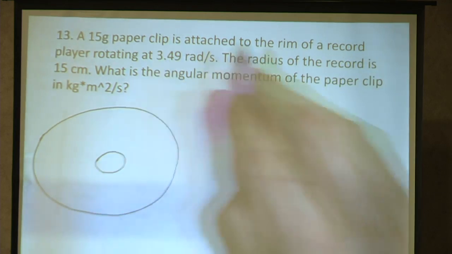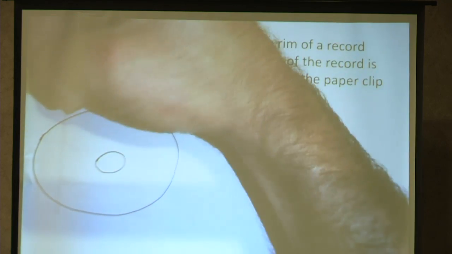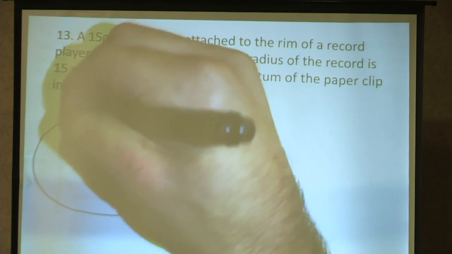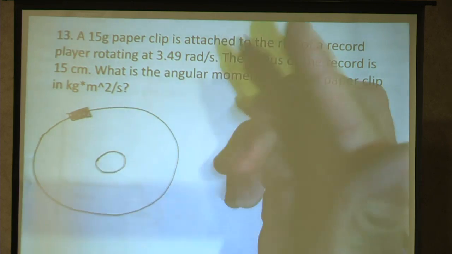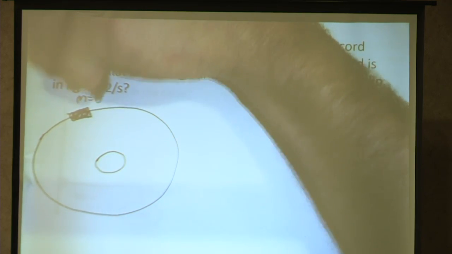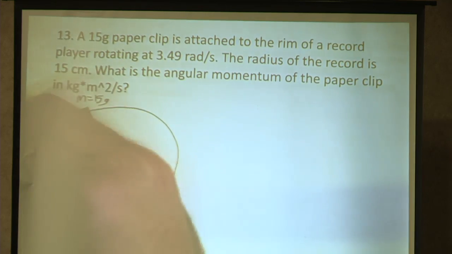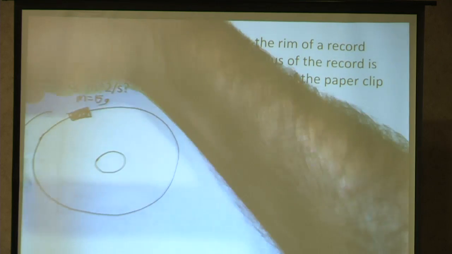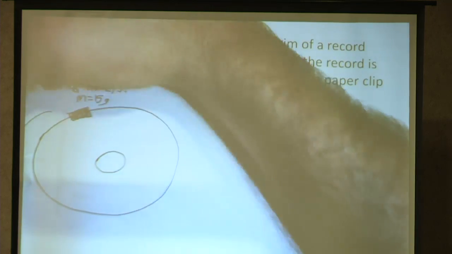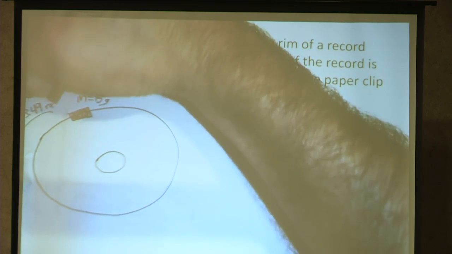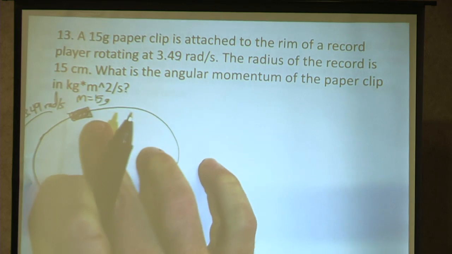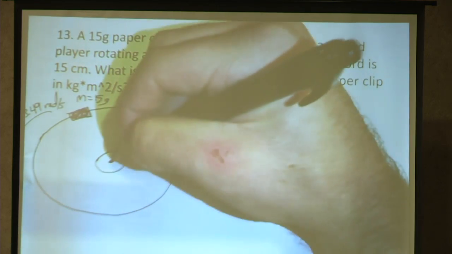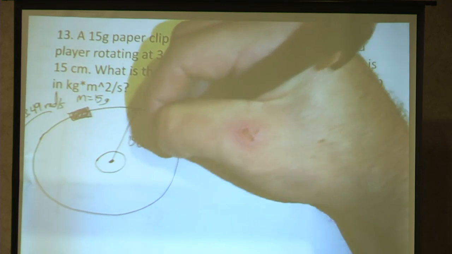So a paperclip is attached to the rim of the record player, so I'm going to just draw a shaded in square or something. So that's the paperclip. We know the mass is 15 grams. And it's rotating like that, at 3.49 radians per second. The radius of the record is 15 centimeters, so we know that that distance is 15 centimeters, which is 0.15 meters.